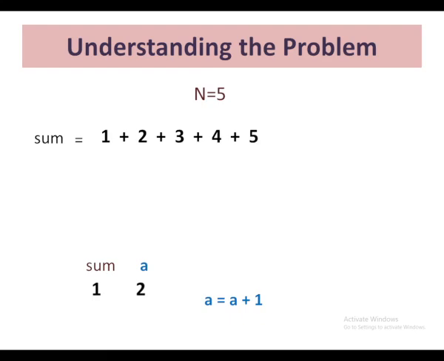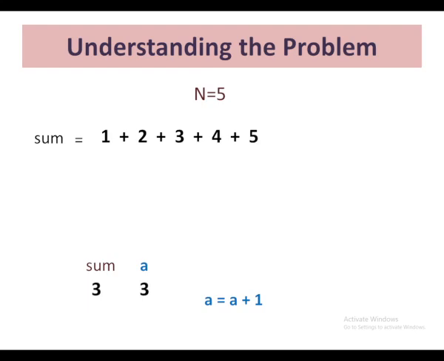Next what I need to do? I need to add this 1 and 2. That is sum equal to sum plus A. So again I call the expression sum equal to sum plus A, which will give me the value 1 plus 2 is equal to 3. Next again what I need to do? I have to make my A refer to the next value. So referring to the next value is done by A is equal to A plus 1. So on referring, this 2 will be turned into 3.